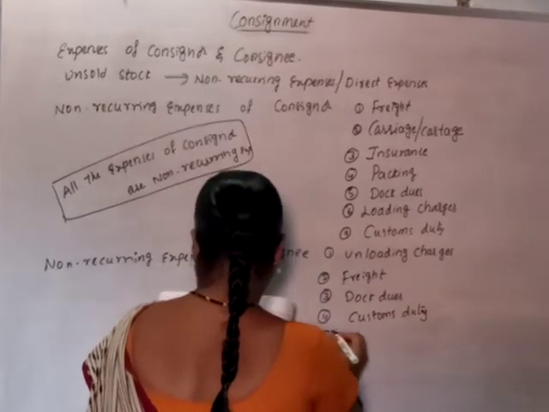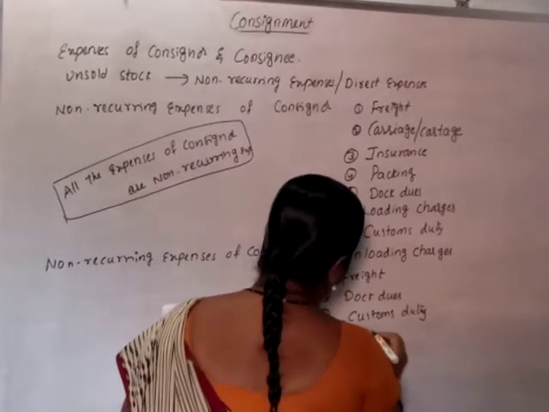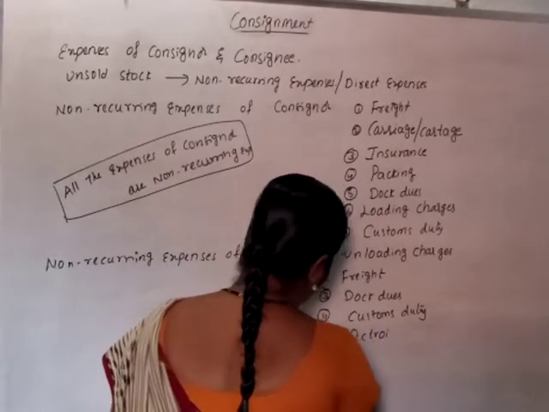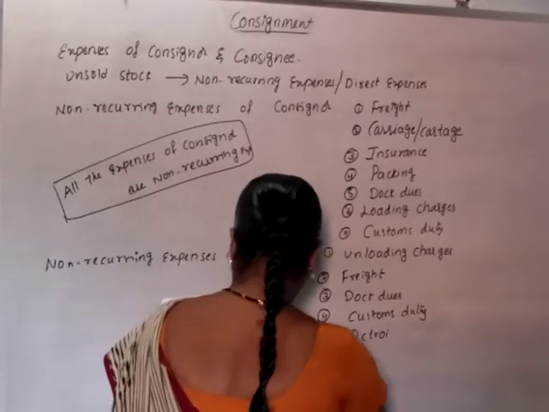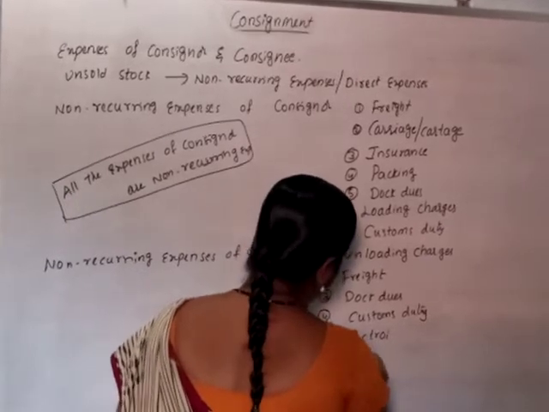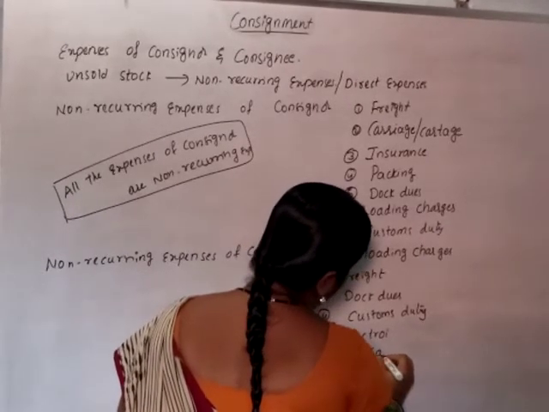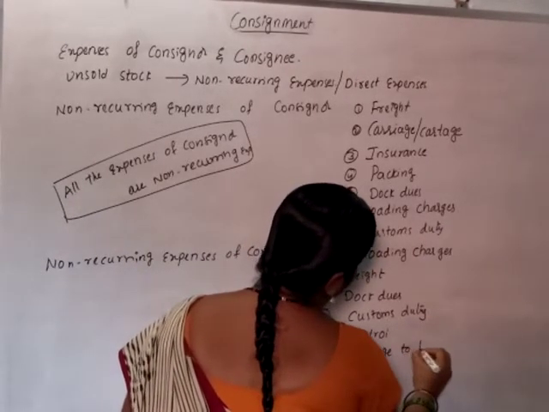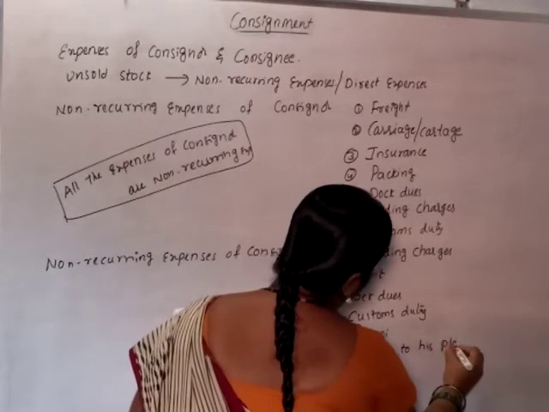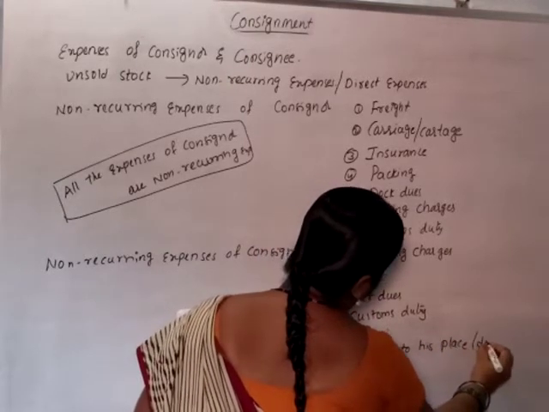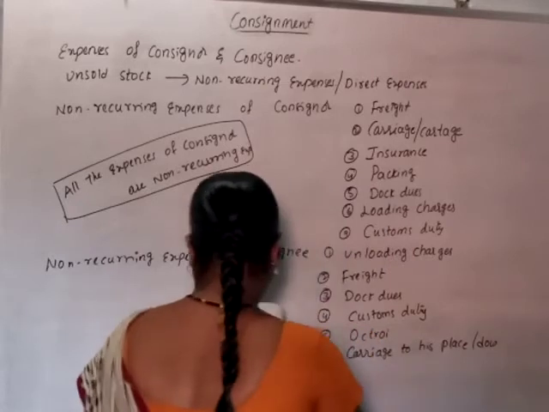And the fifth one is octroi. And the next one is carriage to his place. His place means here his godown. Okay, his godown.